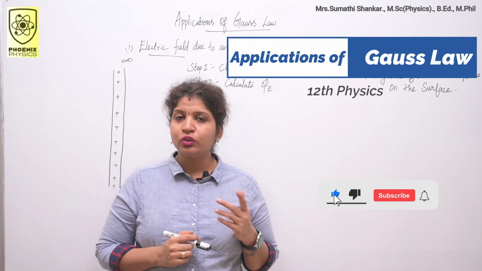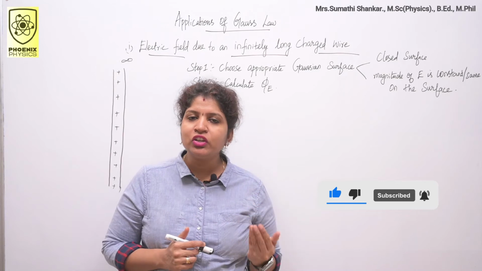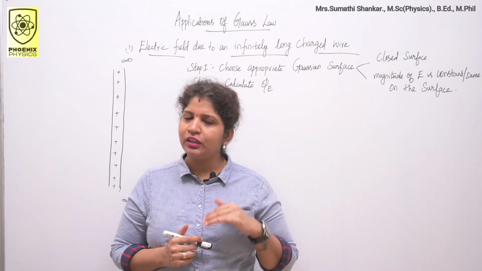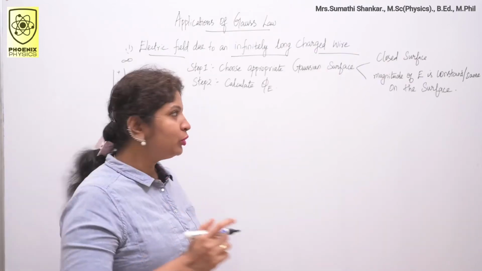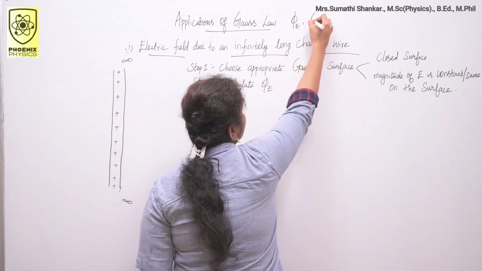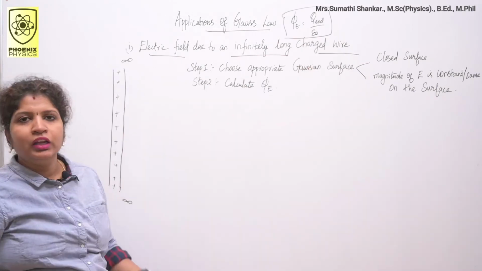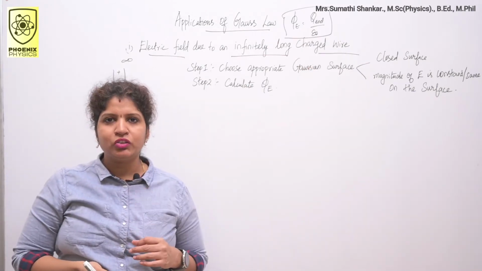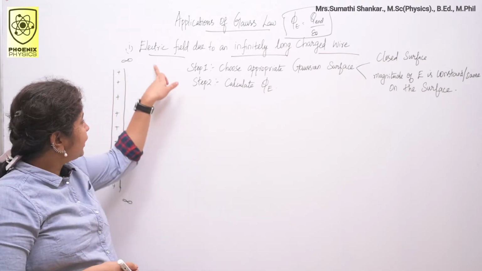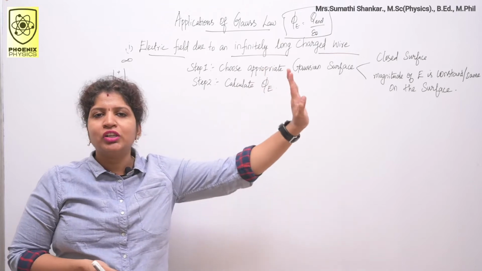Today we are going to learn applications of Gauss law. Gauss law is a very efficient way to calculate electric field. You know the formula also: the total flux phi E is equal to Q enclosed by epsilon naught. There are three applications. First one, electric field due to an infinitely long charged wire.